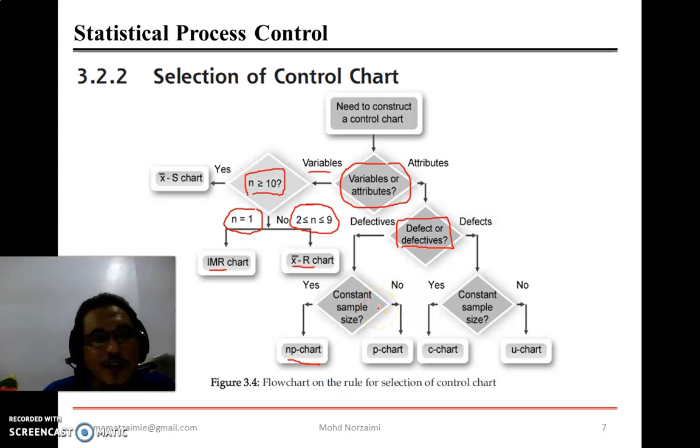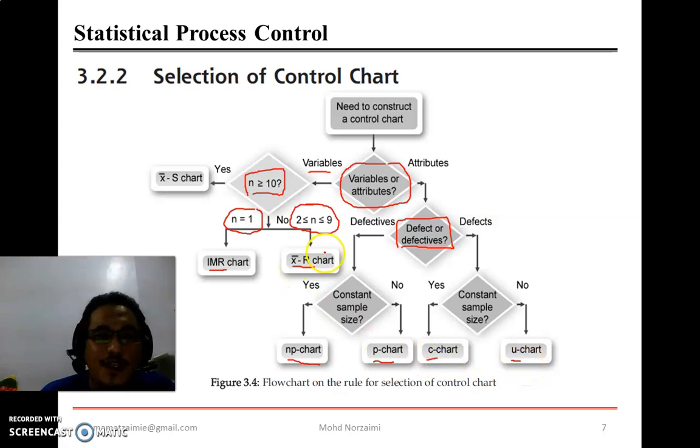If the sample size is not constant, for example today we collect 10 data, tomorrow 11, and the day after tomorrow 15, we must use a P chart. What is a P chart? Proportion. If it is the number of defects, where the sample size is constant or not constant, if constant we will use a C chart. If not, we will use a U chart.